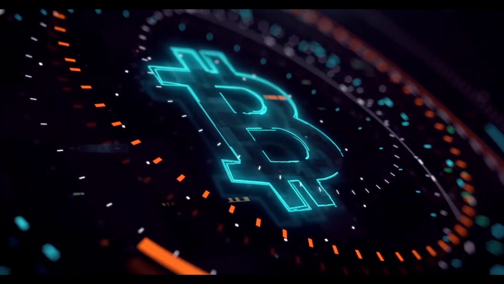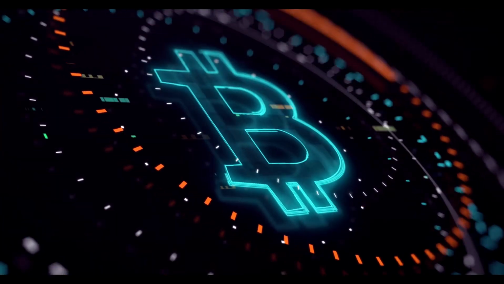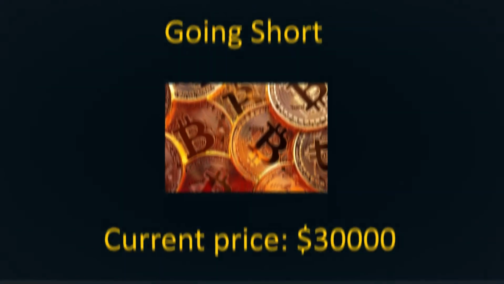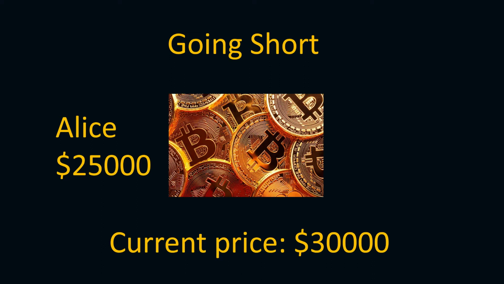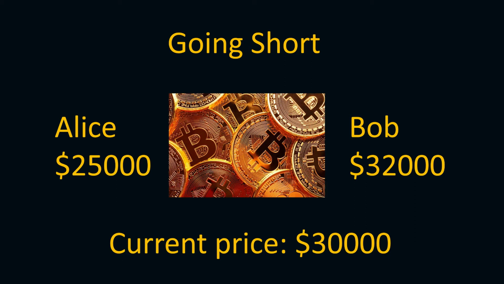Another perhaps more relevant example would be Alice is interested in shorting Bitcoin. She wants to go short on Bitcoin. The value of Bitcoin is $30,000 at this time for this example. She thinks it will fall to $25,000 in the future. Bob thinks that Bitcoin's price will go up to $32,000, so he agrees to buy Bitcoin from Alice in the future at the current price of $30,000.